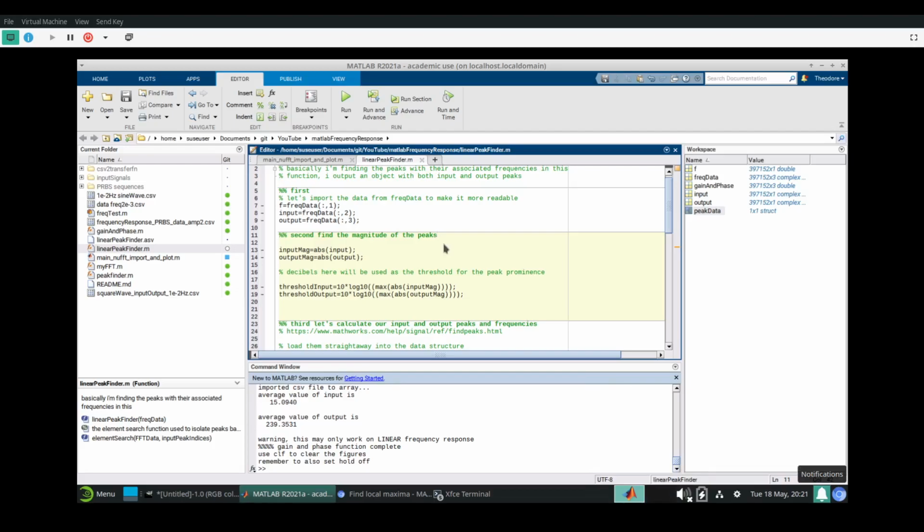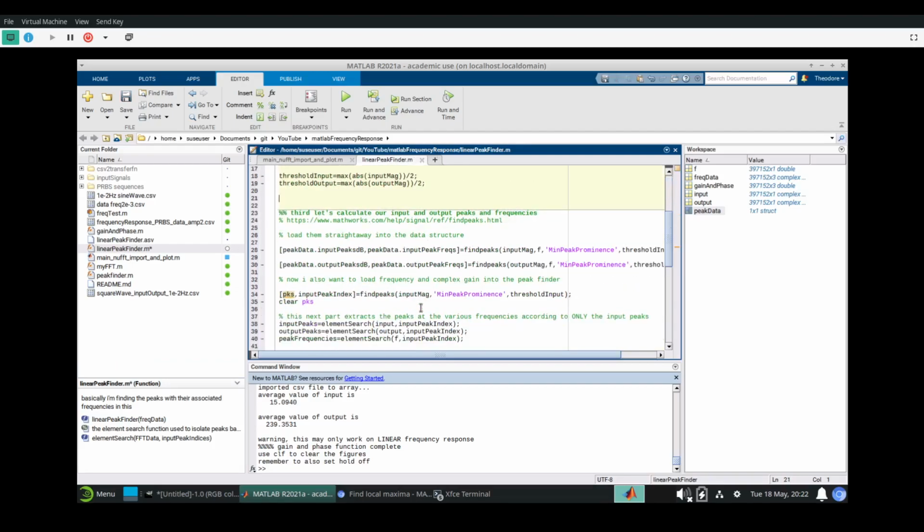What is next? I want to calculate my threshold, and remember, my threshold is not based on decibels anymore. For this case, I want to change the threshold to maybe the maximum value of the input magnitude, and I divide it by 2. So let's have the maximum value of the input and output first, and divide by 2.